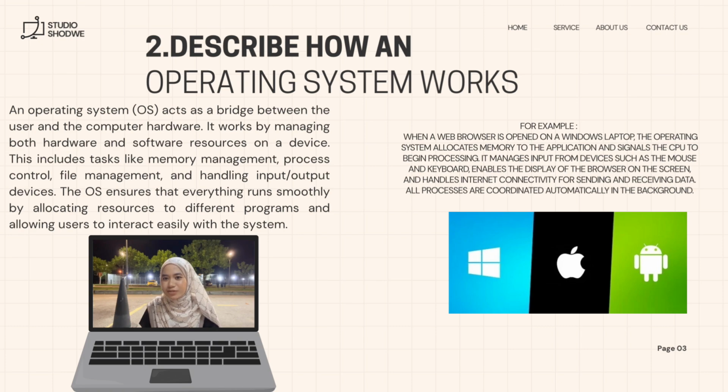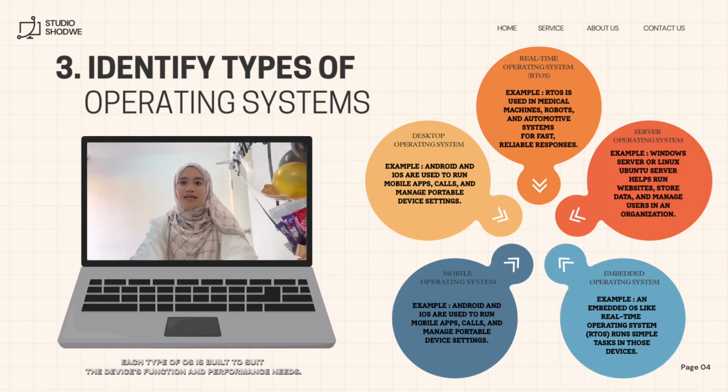Now, how does it work? The OS works like a manager. It gives instructions to the CPU, controls memory, and manages input and output. For example, when we open a game and use it at the same time, the OS makes sure both can run smoothly together. There are several types of operating system, each designed for different purposes.